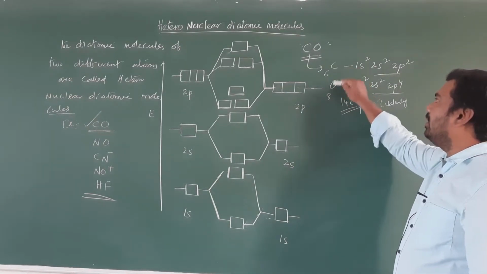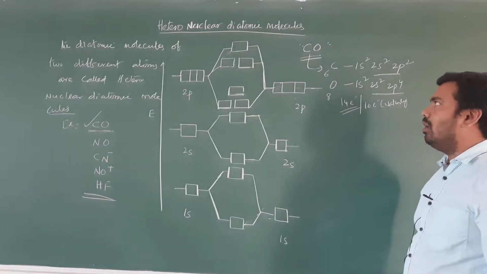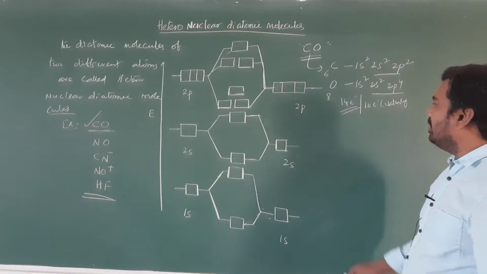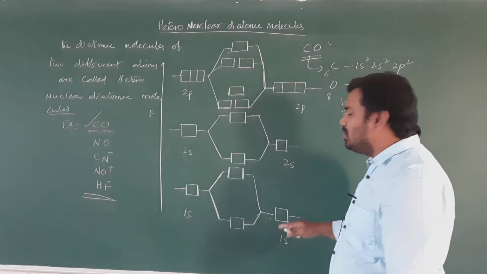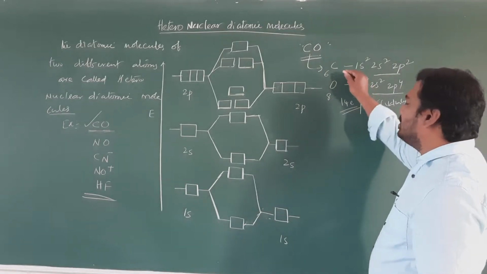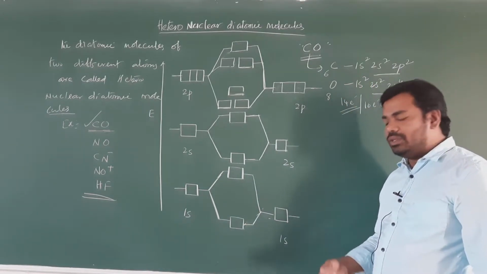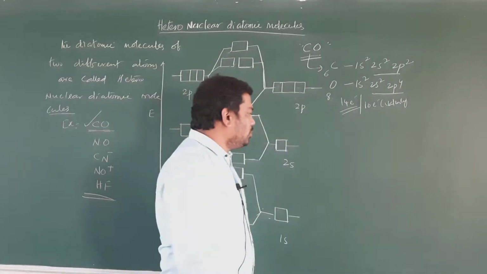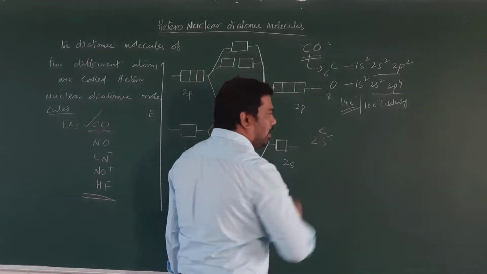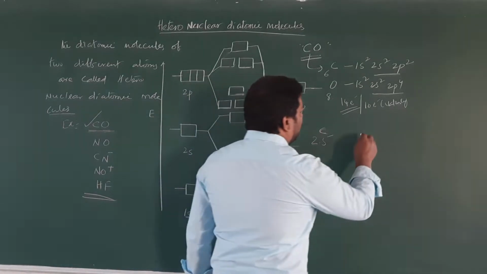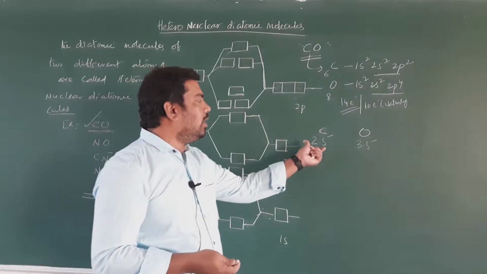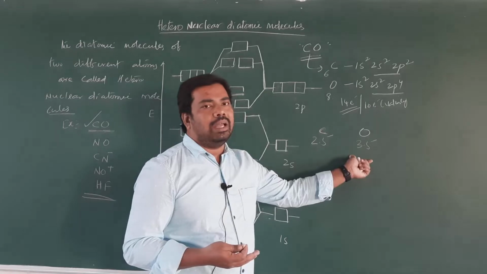The combining or overlapping of two different atomic orbitals gives heteronuclear molecular orbitals. Here the energies of the two atoms are shown at different energy levels. Remember, students, the element with lower electronegativity has higher energy. The electronegativity of the carbon atom is 2.5 and the electronegativity of the oxygen atom is 3.5, so carbon's electronegativity is less compared to oxygen.